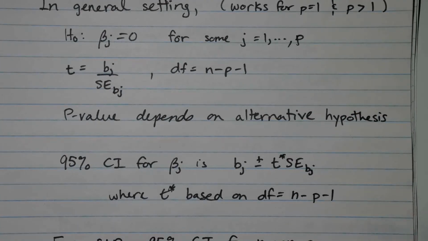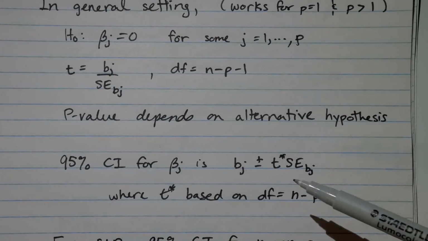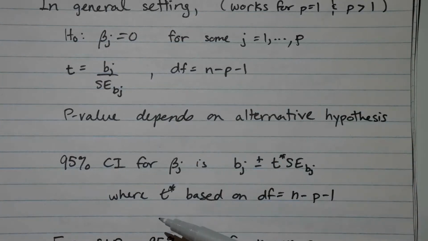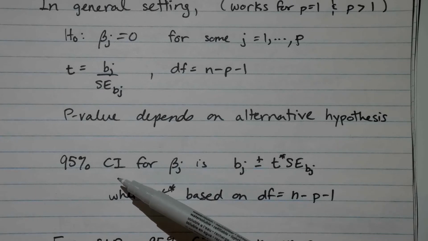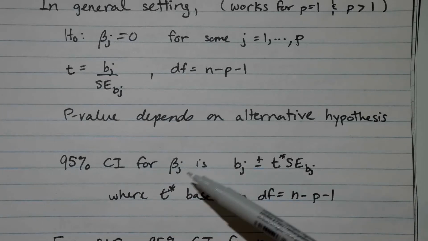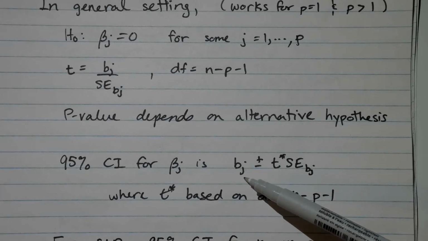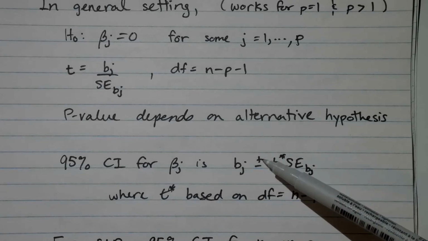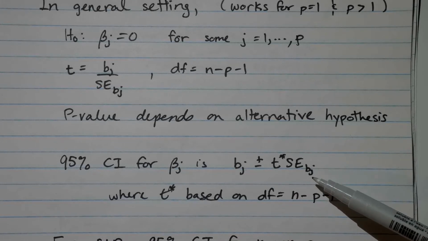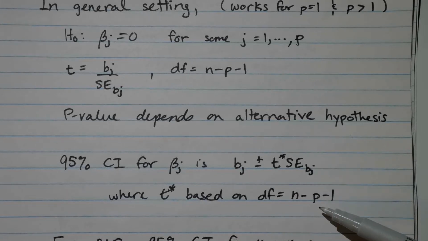The p-value depends on the alternative. But once we've done these, we have almost all the bits we need to build a 95% confidence interval for the slope parameter. And that would just be our estimate of the slope parameter, bj, plus or minus t star times the standard error of bj, where t star is based on our n minus 1 minus p degrees of freedom.